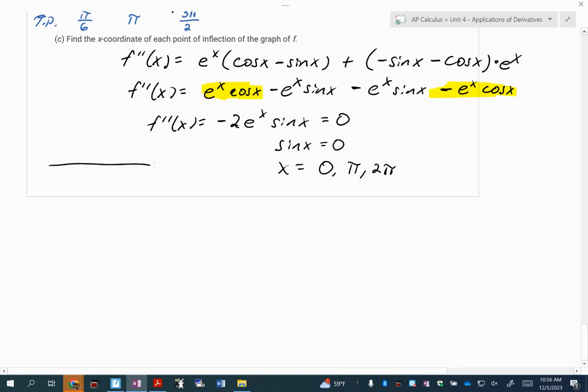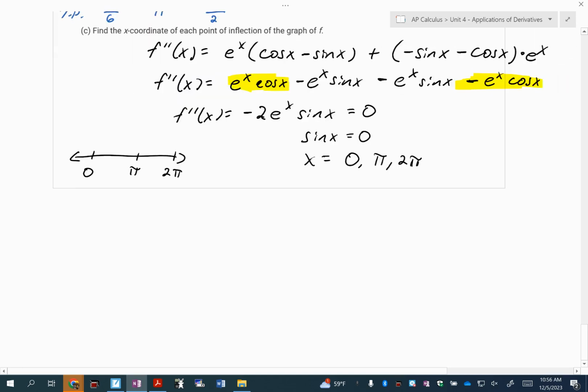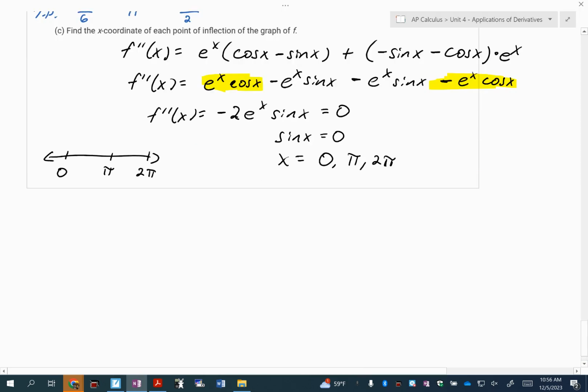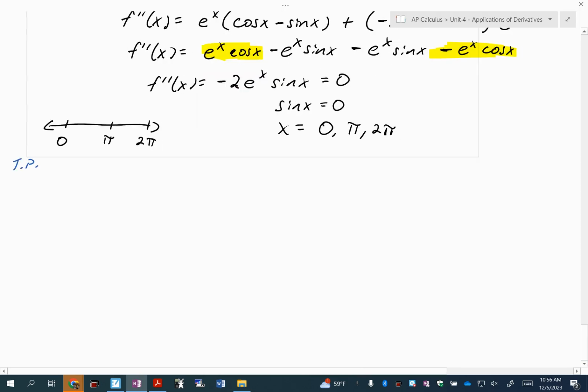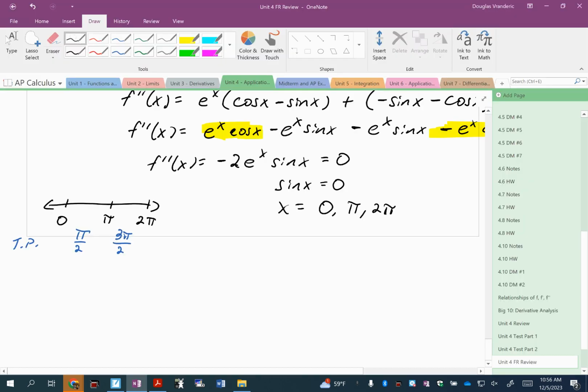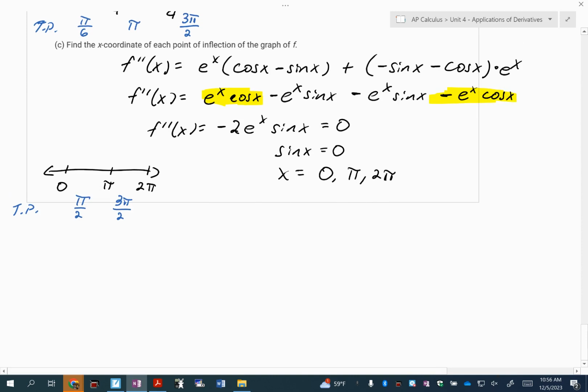So doing my number line, I have 0, pi, and 2 pi. Get your test points. My test points I'm going to use are pi over 2 and my other quadrantal, 3 pi over 2. Plugging those into my second derivative, the sine of pi over 2 is going to be 1, but then remember, times that negative 2 in front is going to be a negative. So even though I didn't need it when it came time to do the critical points, when I plug it back in, that negative is super important. Plugging in 3 pi over 2, the sine of 3 pi over 2 is negative 1, but times that negative in front makes it a positive.